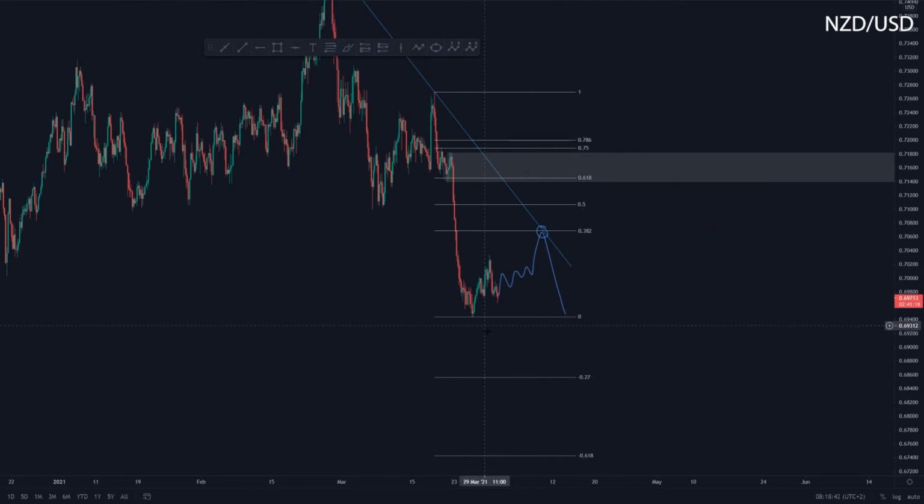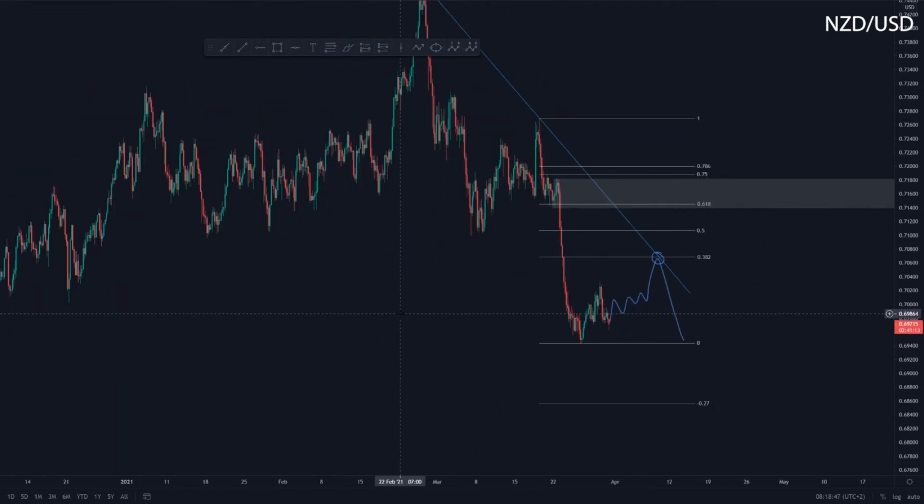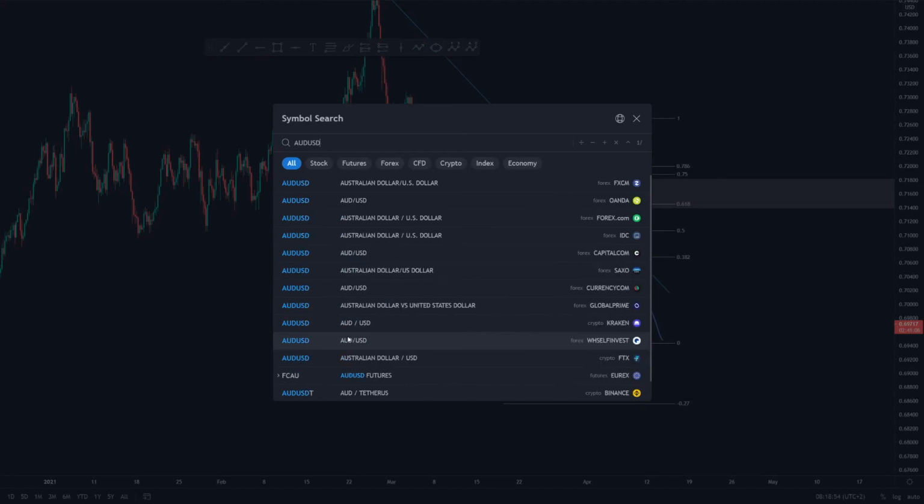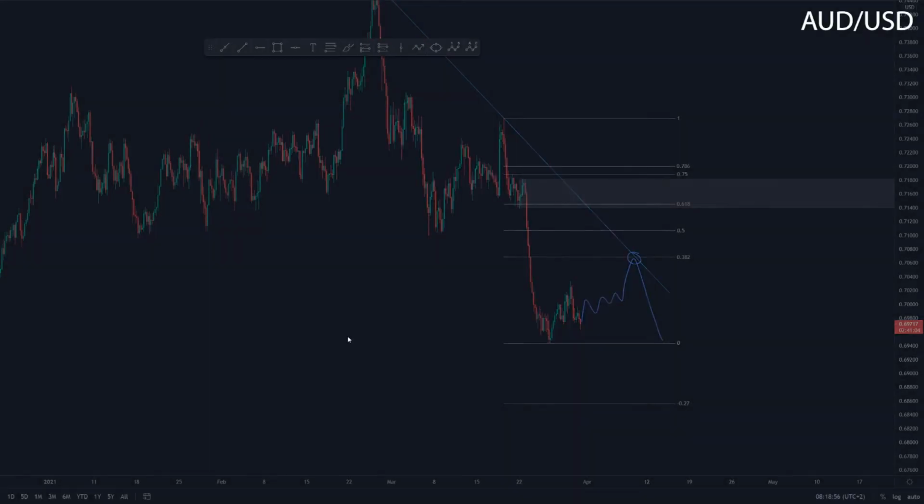Price is just a little bit too overextended for me at the moment. So yeah, I just want to see a little bit of a deeper pullback at the moment. So yeah, that's Kiwi dollar for me. And now let's look at our last pair, which is Aussie dollar.